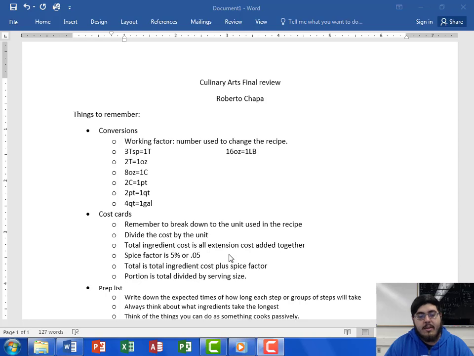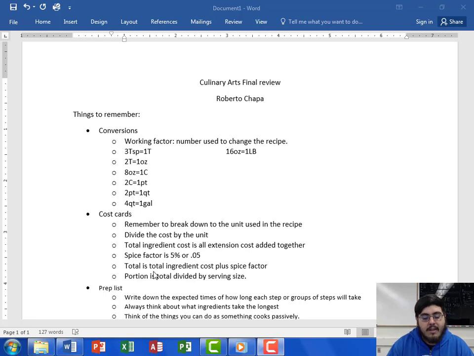The spice factor is also something that's a bit trickier, and we always tell you that the spice factor is 5%. Pretty much what that means is that you're going to be multiplying the total ingredient cost by 0.05, and that in and of itself is the spice factor. The spice factor covers measurements that are too small to really measure out, things like salt, pepper, or some of the spices. Besides that, I already went over the total ingredient cost.